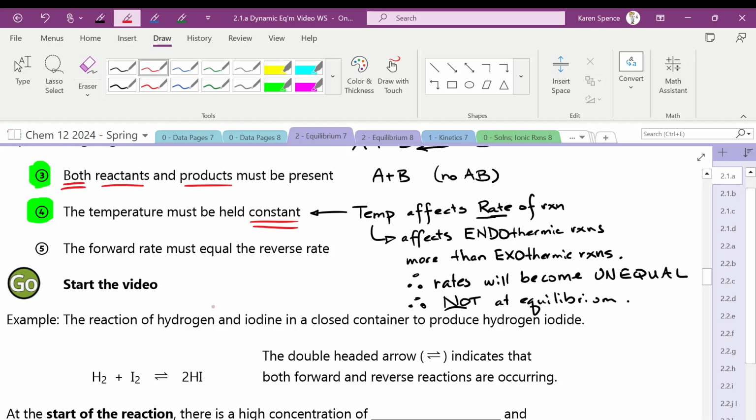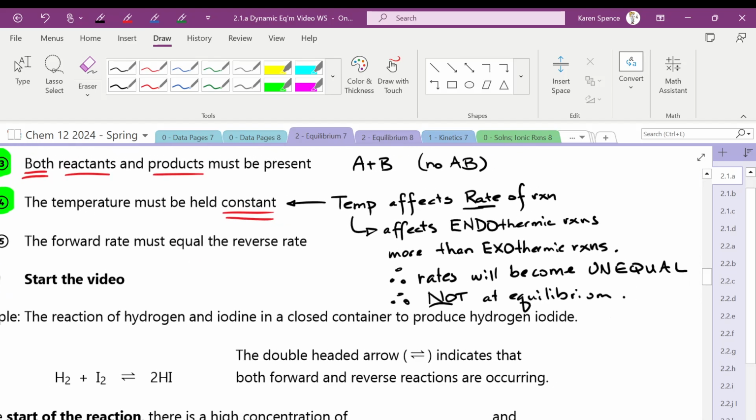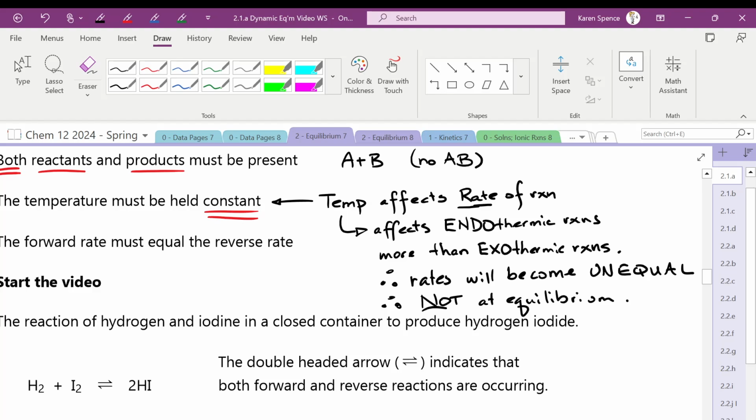And our last condition necessary for equilibrium is that it's pretty much just restating this, but just being a little more obvious. The forward rate must equal the reverse rate.